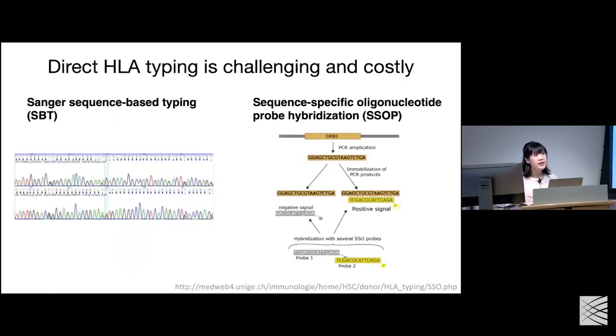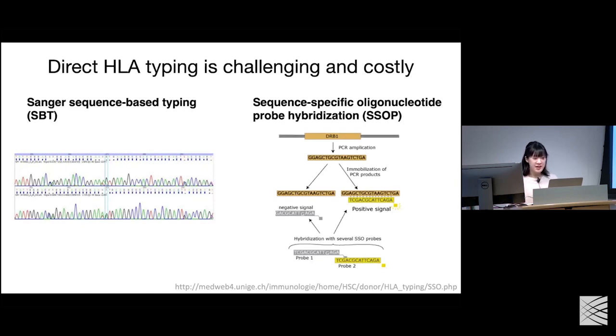Historically, there have been experimental methods to directly determine the HLA alleles, either by Sanger sequencing-based typing like this, or sequence-specific oligonucleotide probe hybridization, or SSOP, where we specifically amplify the MHC locus by PCR reaction and determine the HLA type by hybridization with allele-specific probes. However, the important caveat for these methods is that they are laborious and costly processes, and they do not scale to many individuals, like tens of thousands or hundreds of thousands of individuals in the era of large-scale biobank studies.